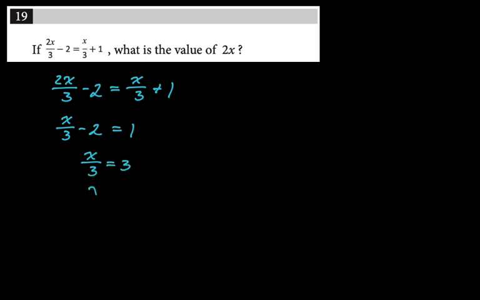I'm going to work with the fraction. So I'm going to start with the original. 2x/3 minus 2 equals x/3 plus 1. I'm going to subtract x/3 from both sides. So 2x/3 minus 1x/3 leaves you with just 1x/3. Minus 2 equals 1. I'm going to add 2 to both sides. x/3 is equal to 3. Multiply both sides by 3. x is equal to 9.